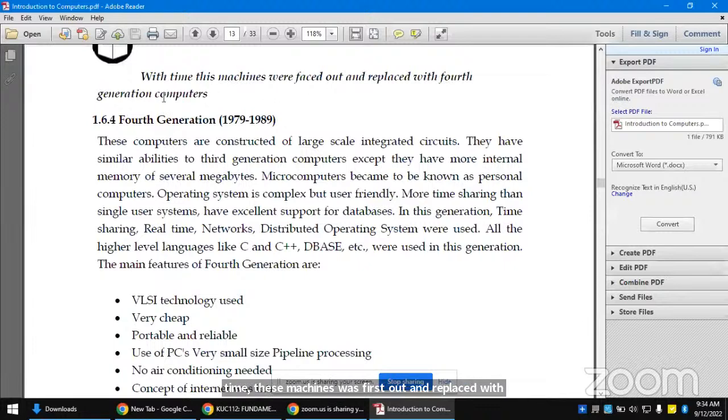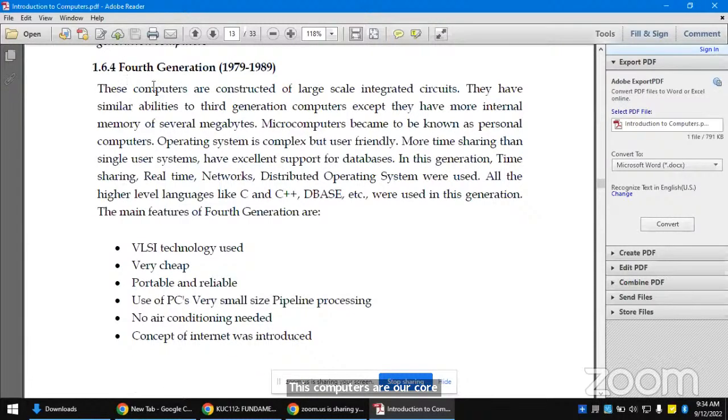In the fourth generation computers, from 1979 to 1989, these computers were constructed of large scale integrated circuits. They had similar abilities to the previous generation computers, except they had more internal memory of several megabytes. So microcomputers became known as personal computers. The operating system is complex but user-friendly.